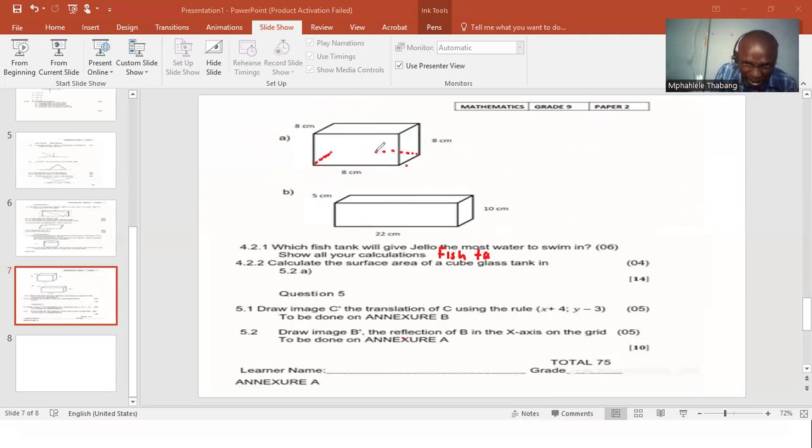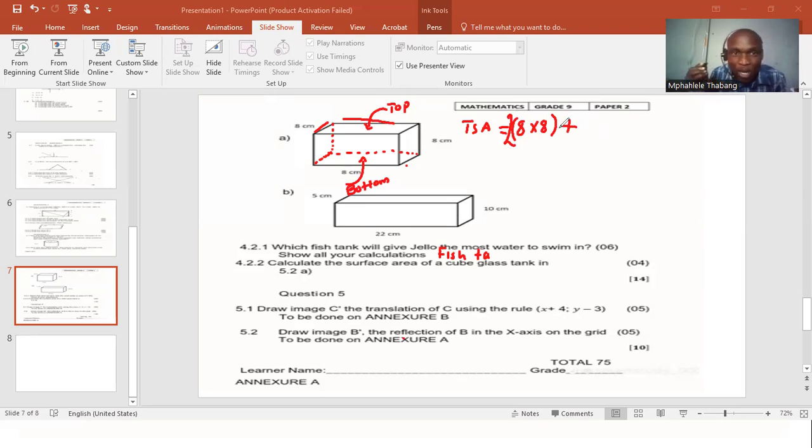Okay. Here you just have to identify how many rectangles this rectangular prism has. So it has a rectangle at the top and also at the bottom. And those two rectangles have the same area. So I'm going to say 8 times 8, and then multiply by 2, because I'm talking about the area of the one on top and the one below.